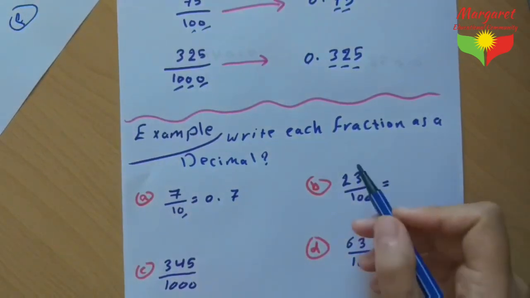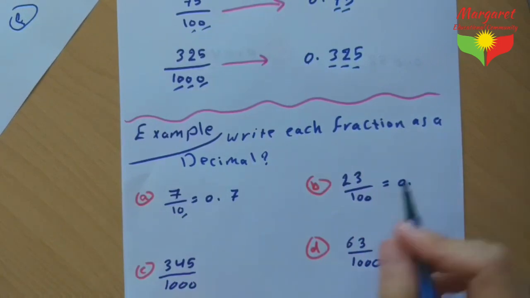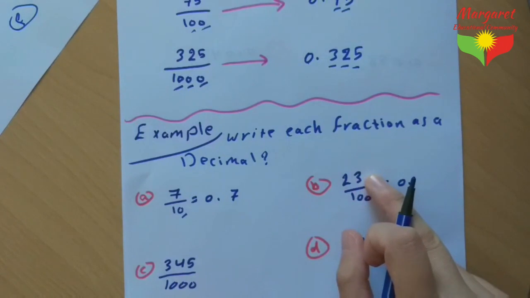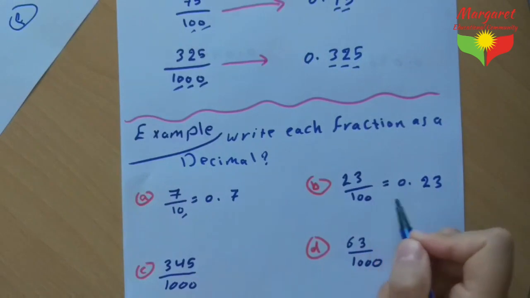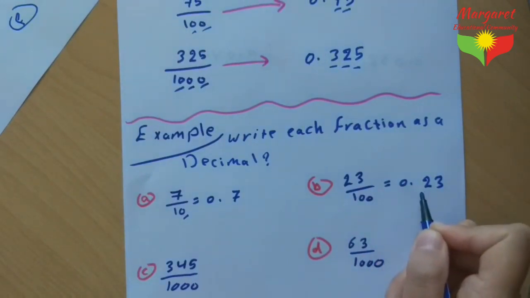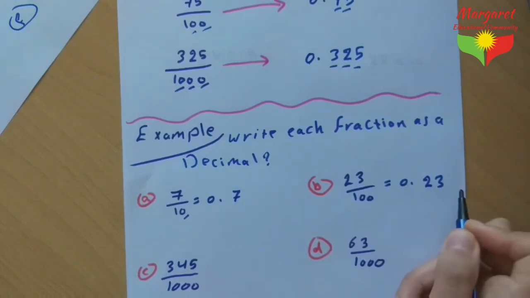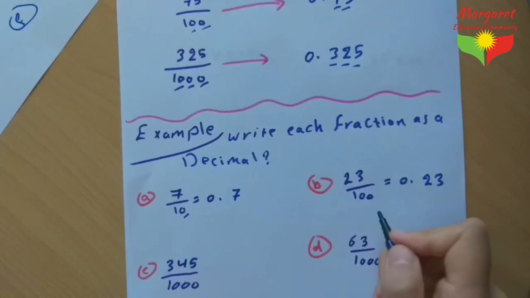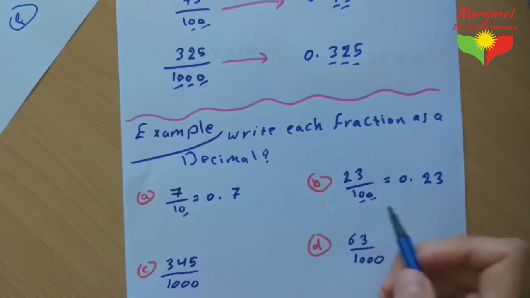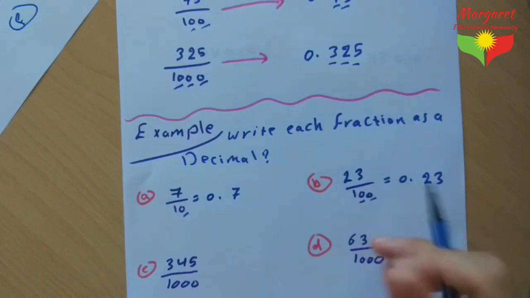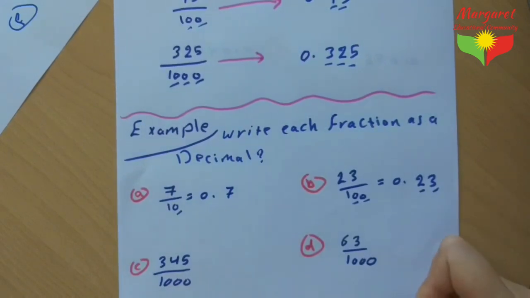And 23 hundredths: you must write 0 and a decimal point, then write the numerator after the decimal point. How do we read this decimal number? 23 hundredths, or 0.23. Because we have the denominator 100 with just two 0s, you must have just two numbers after the decimal point. Of course, just two numbers after the decimal point.